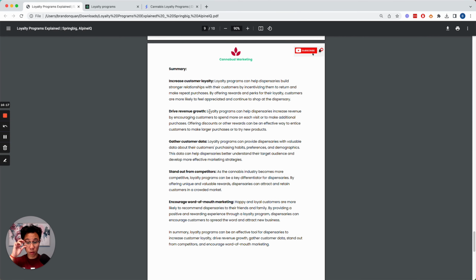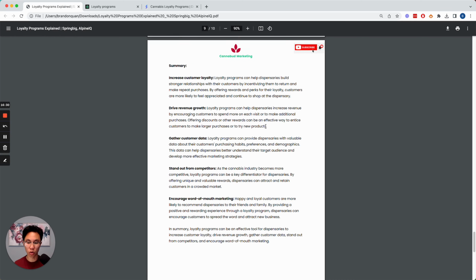Second one, driving revenue growth. Like I said, loyalty programs can help dispensaries increase revenue by encouraging customers to spend more on each visit or to make additional purchases. Offering discounts or other rewards can be an effective way to entice customers to make larger purchases or try new products.